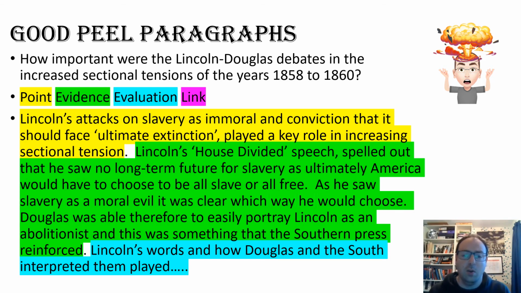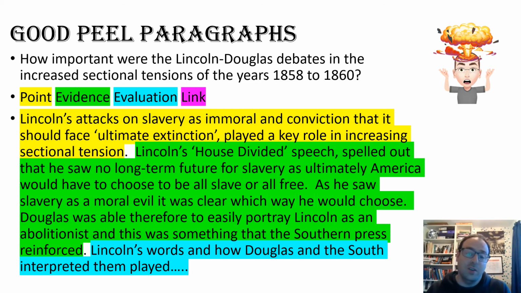So Lincoln's House Divided speech spelled out that he saw no long-term future for slavery, as ultimately America would have to choose to be all slave or all free. As he saw slavery as a moral evil, it was clear which way he would choose. Douglas was able, therefore, to easily portray Lincoln as an abolitionist, and this is something that the Southern press reinforced.